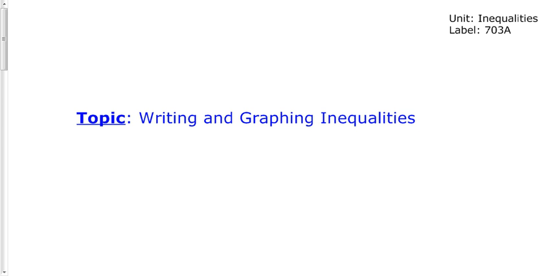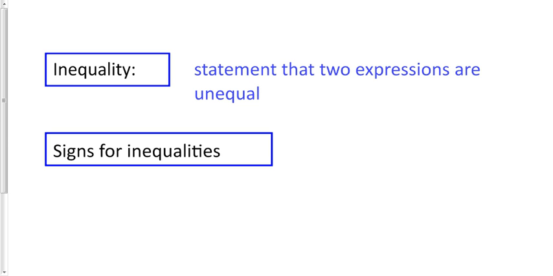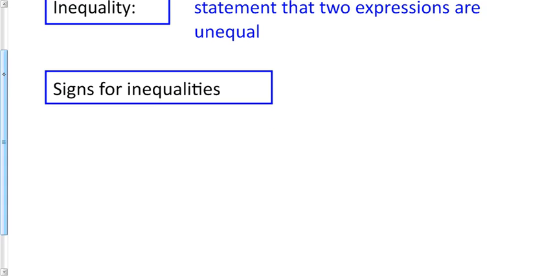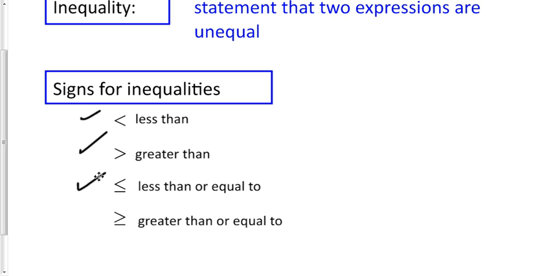In this video, we'll see how to write and graph inequalities. So first off, we want to get a definition for an inequality. It's a statement that two expressions are unequal. And we have some symbols for inequalities. The first one is the less than symbol. And then we have greater than. And then when you have the line underneath it, it is less than or equal to or greater than or equal to.